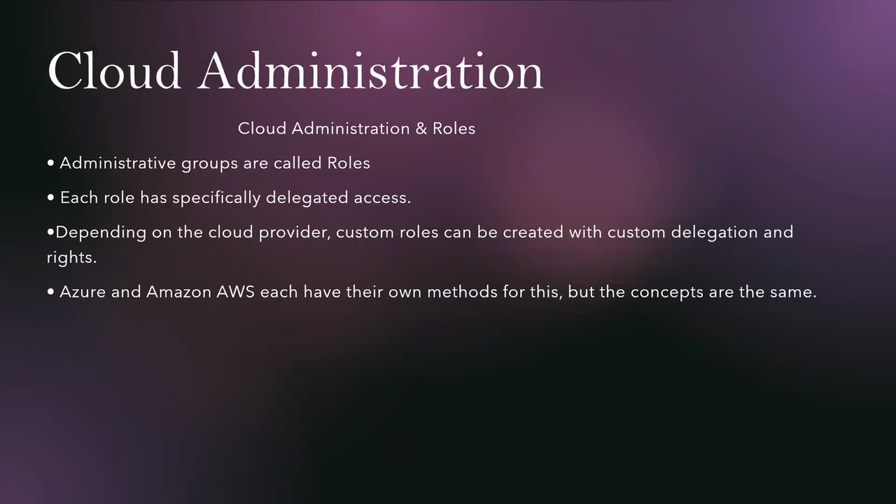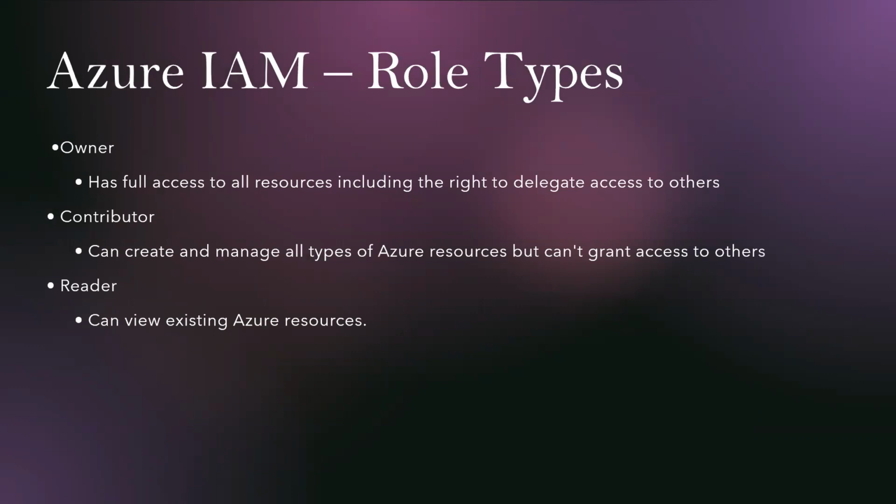Cloud administration and roles. Administrative groups are called roles. Each role has specifically delegated access. Depending on the cloud provider, custom roles can be created with custom delegation and rights. Azure and Amazon Web Services each have their own method for this, but the concepts are the same. Amazon Web Services has the same type of roles also: the owner, the contributor, and the reader.